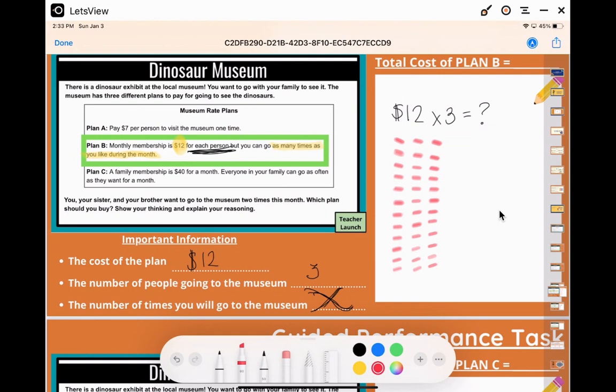And so I could go old school, old fashioned, and I could count them all up. And that will give me my correct answer. And so if you want to take a moment to pause and count them up at this time, you can. I'm actually going to tell you to do that. So everyone count up that array and then write what 12 times 3 is on your Nearpod, please. All right, did you get that 12 times 3 is 36? You should have. And so plan B costs $36 for the whole family.